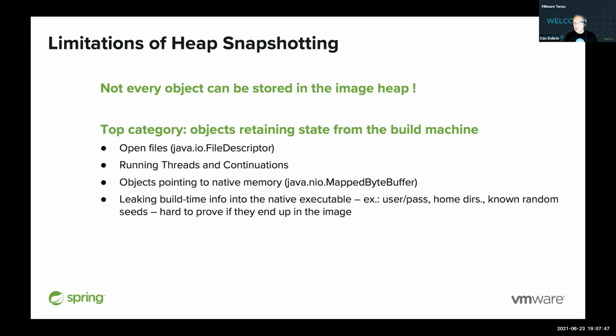And in the end, this is the danger category. We could inadvertently leak build time information into the native executable. So for example, usernames and passwords, home directories, known random seeds. Generating a random seed and having it stored in the image heap is a recipe for disaster. So this is hard to prove if they end up in the image. So let's come back to our sample for a second.